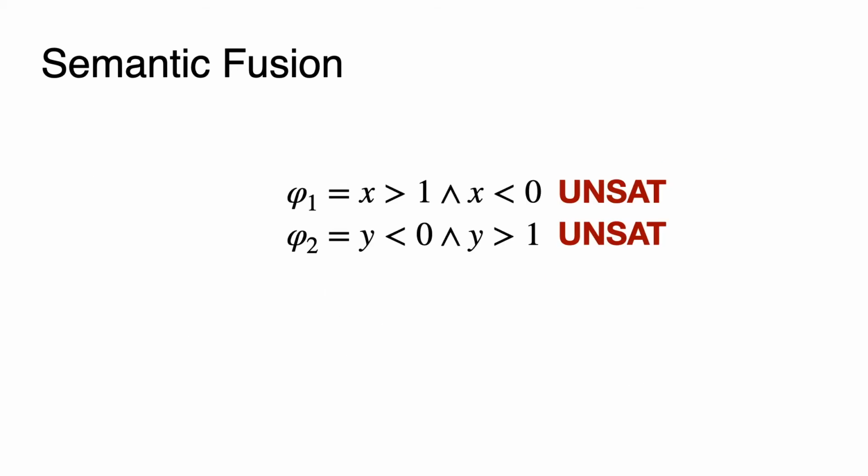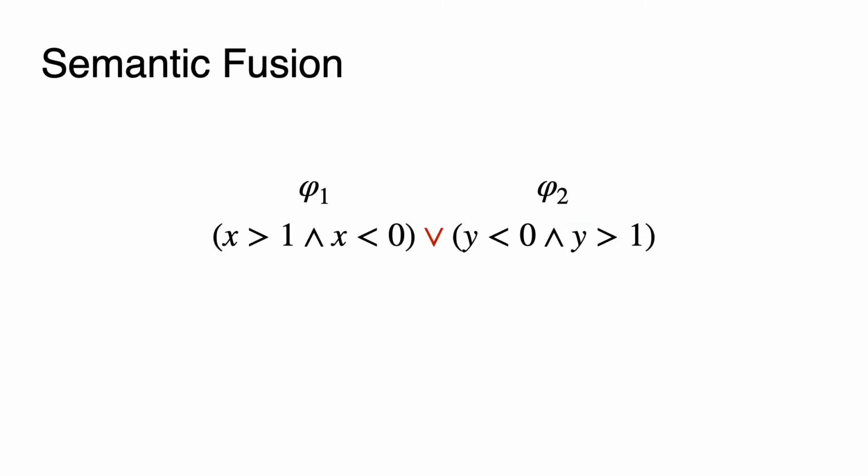Fusing two unsat formulas is similar to fusing two sat formulas. For example, given two unsat formulas that also do not share variables, we first concatenate them with disjunction. The concatenated formula is also unsat, since the disjunction of two unsat formulas with disjoint variables is unsat.